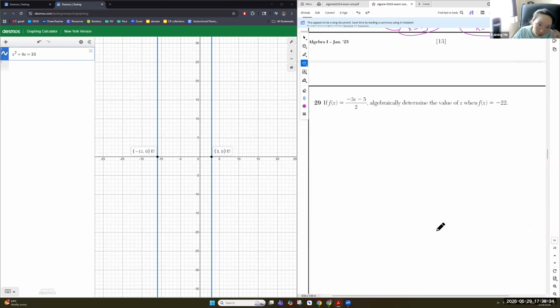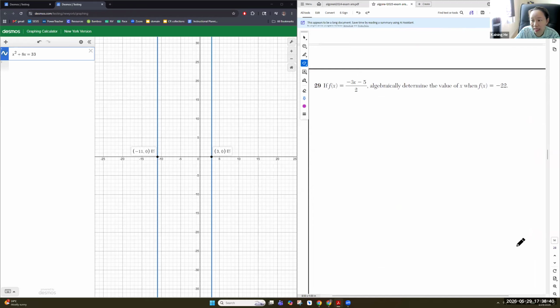Okay, next one. Algebraically determine the value of x when f of x equals negative 22. This is a very classic BCSP. So they said when the solution, f of x, literally just what y stands for, equals negative 22. That means by substitution, I plug it in. I have negative 22 equals negative 3x minus 5 divided by 2.